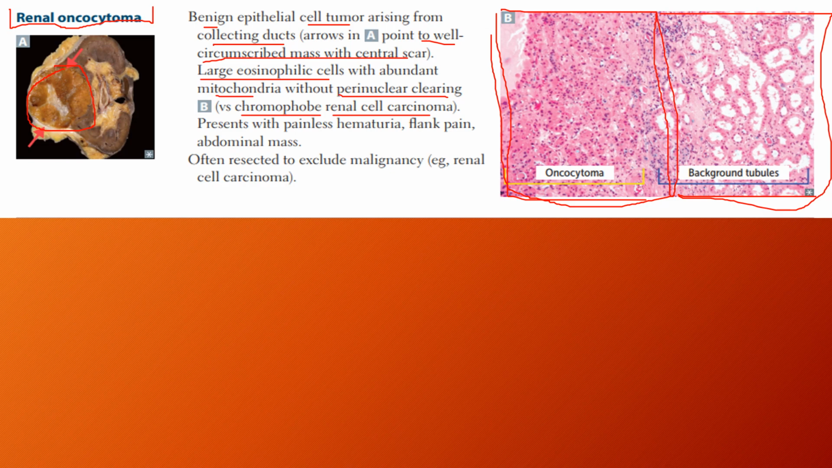Renal oncocytoma presents with painless hematuria, flank pain, abdominal mass. Often it is resected to exclude malignancy. Example: renal cell carcinoma.